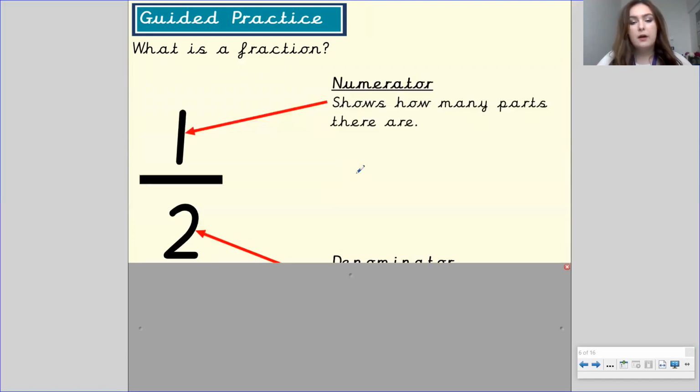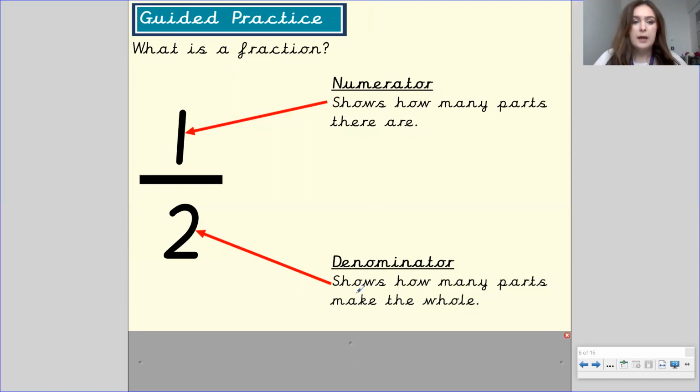Okay, so a fraction shows you part of a whole, and it looks like this. So you'd have a number on top, a line, and then a number on the bottom. The number on top is called the numerator, and it shows you how many parts there are. The number on the bottom is called the denominator, and it shows you how many parts make the whole.